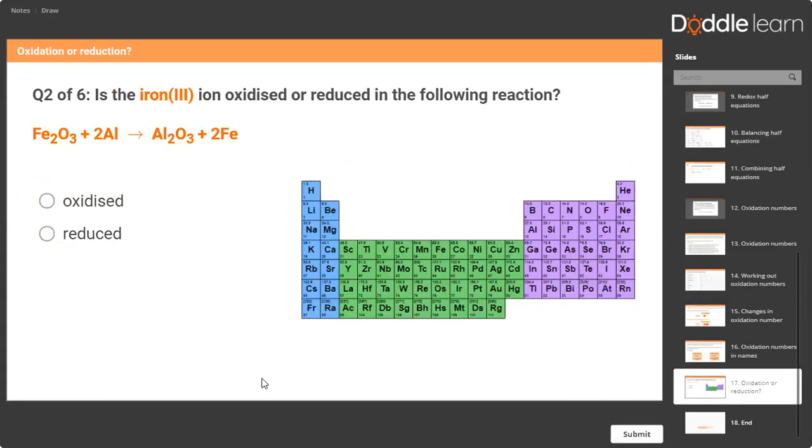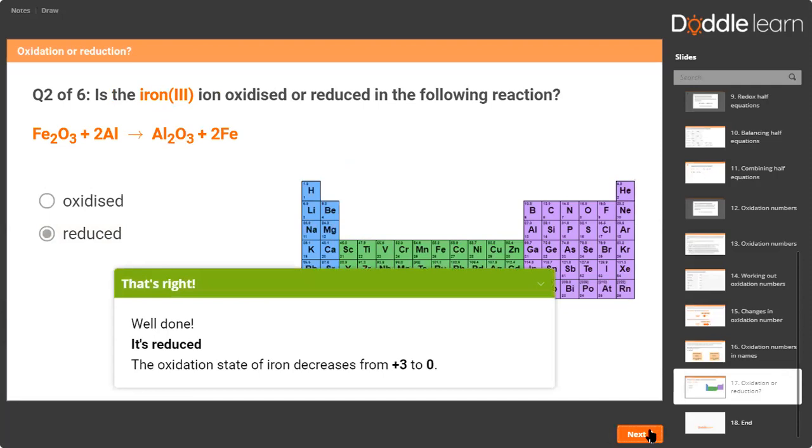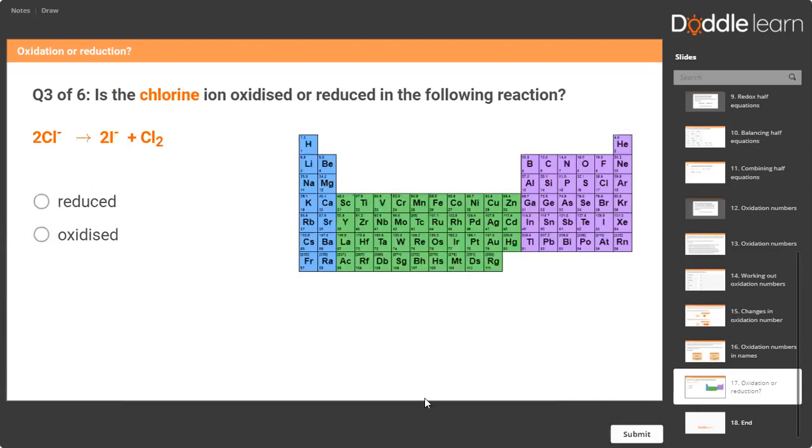So in this one, we've got iron(III). Is the iron(III) oxidized or reduced in the following reaction? Well, it loses its oxygen, which means it is reduced. So the oxidation state for our iron goes from +3 to 0. As we can see here, that's iron(III), and here it is at 0.